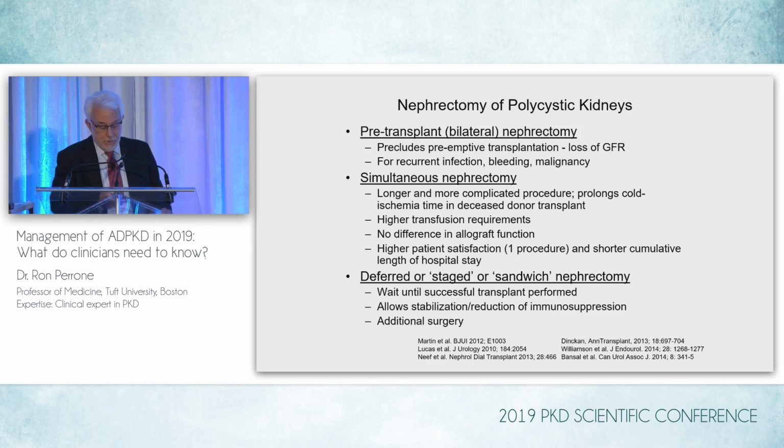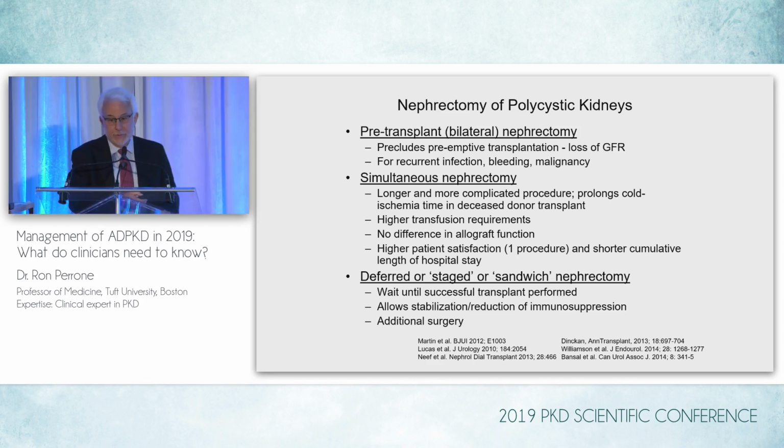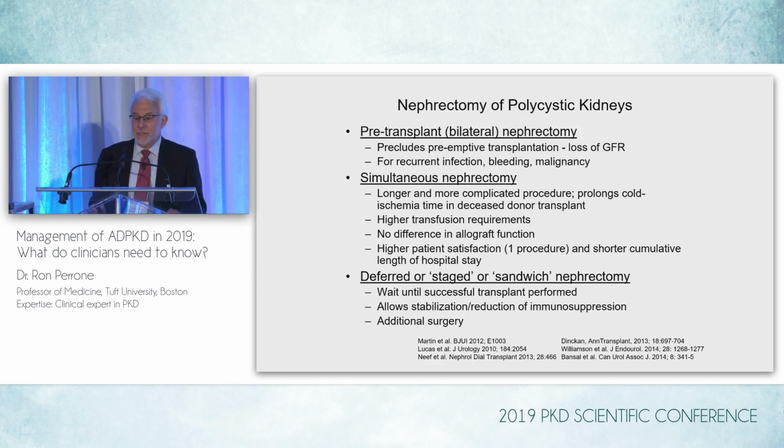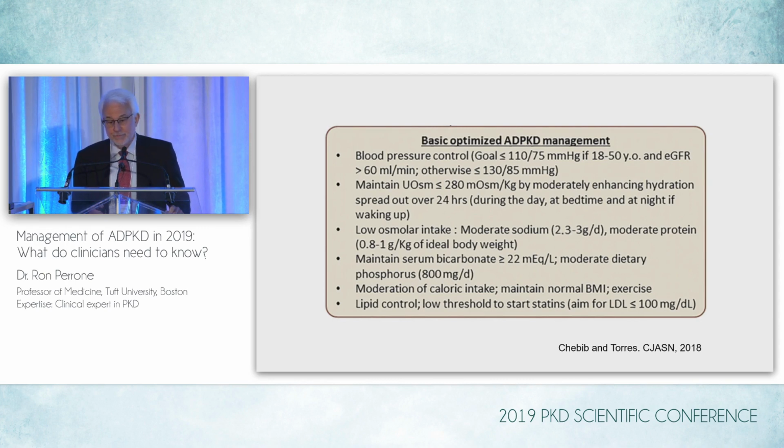What many centers do, including my own, is a so-called deferred nephrectomy. So do the transplant, allow stabilization and reduction of immunosuppression, typically by 3 to 6 months, but it does require an additional surgery, which is typically a hand-assisted laparoscopic nephrectomy. So let me try to summarize the basic optimized measures for ADPKD management.